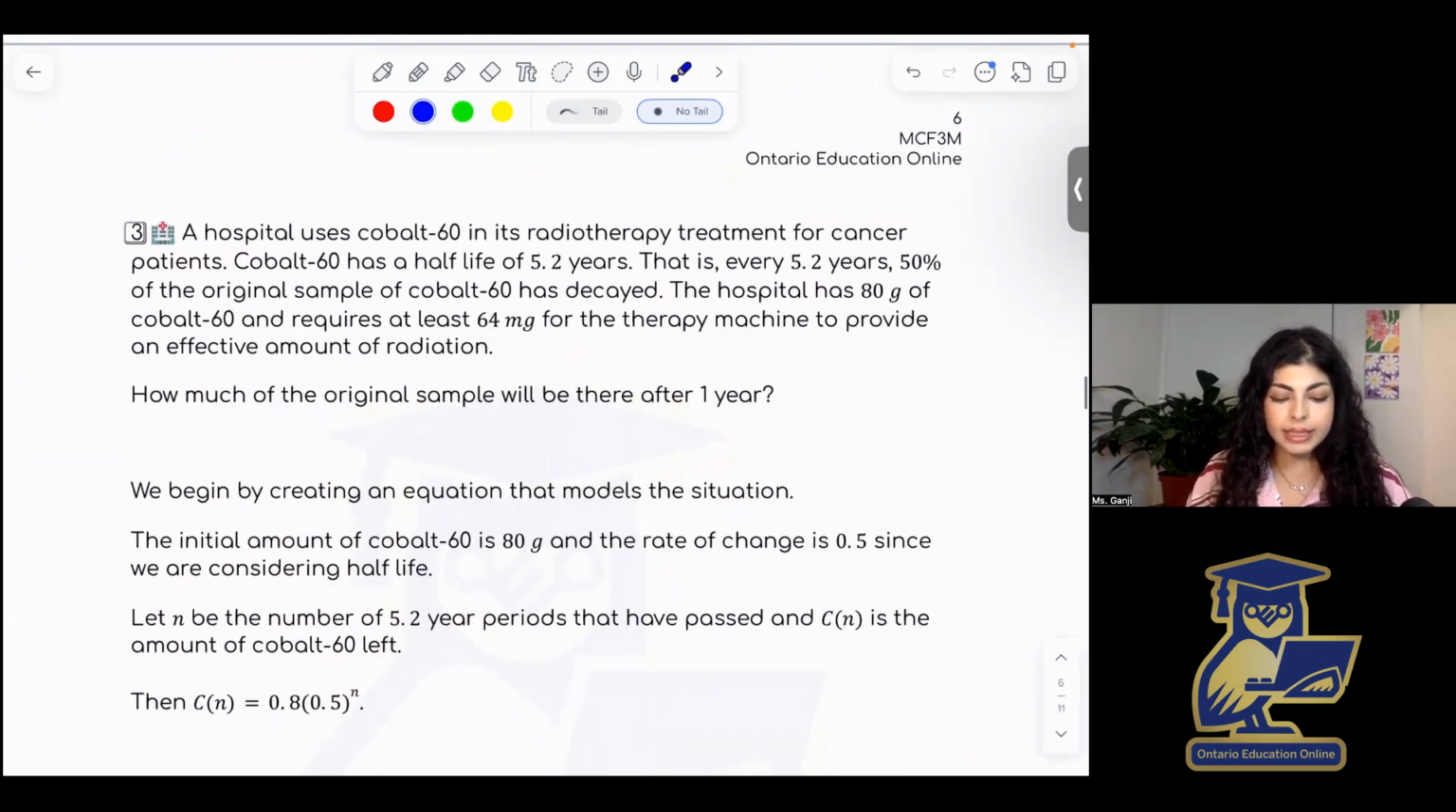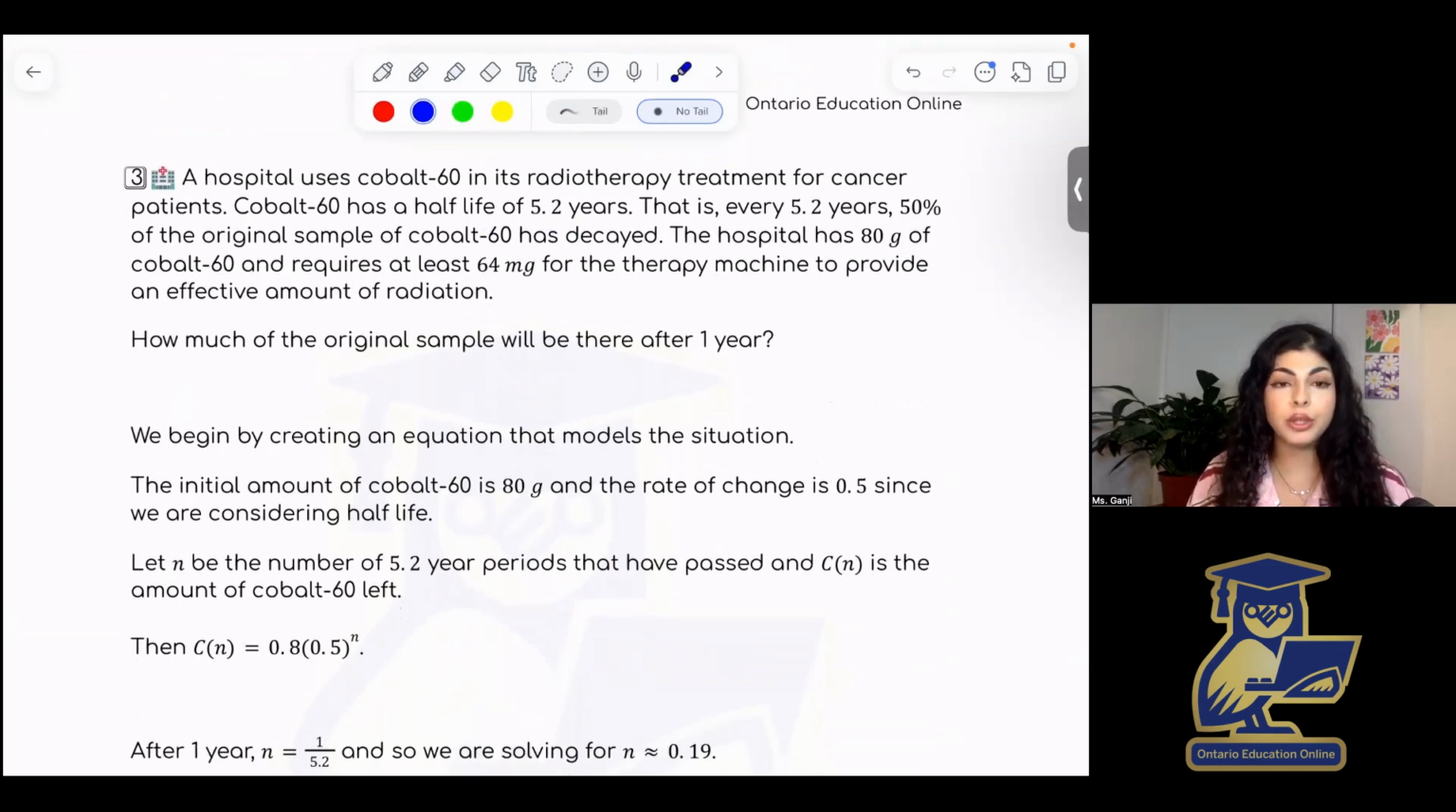Now, our next example here: a hospital uses cobalt-60 in its radiotherapy treatment for cancer patients. Cobalt-60 has a half-life of 5.2 years. That is, every 5.2 years, 50% of the original sample of cobalt-60 has decayed. The hospital has 80 grams of cobalt-60 and requires at least 64 milligrams for the therapy machine to provide an effective amount of radiation. And we're asked how much of the original sample will be there after 1 year.